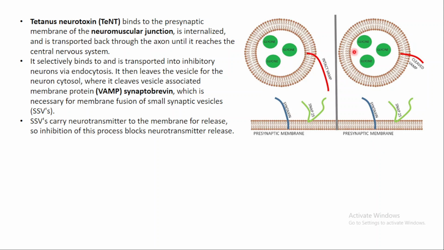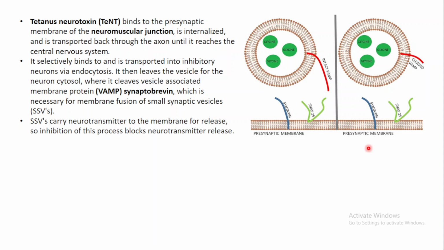So what happens in tetanus due to the presence of tetanus neurotoxin? Here it is mentioned clearly: these vesicles carry neurotransmitter to the membrane for release, so inhibition of this process blocks neurotransmitter release. This is the main thing that triggers the disease. Presence of tetanus neurotoxin will block the release of glycine and GABA into the synapse where the motor neuron is guiding the muscle cell to contract or relax. Now there is no inhibitory neurotransmitter. That means the muscle will always contract.